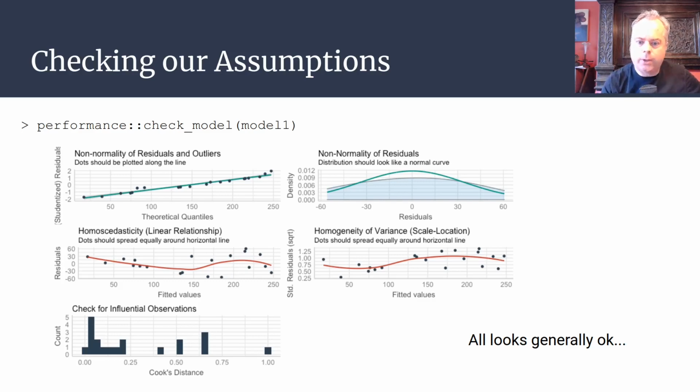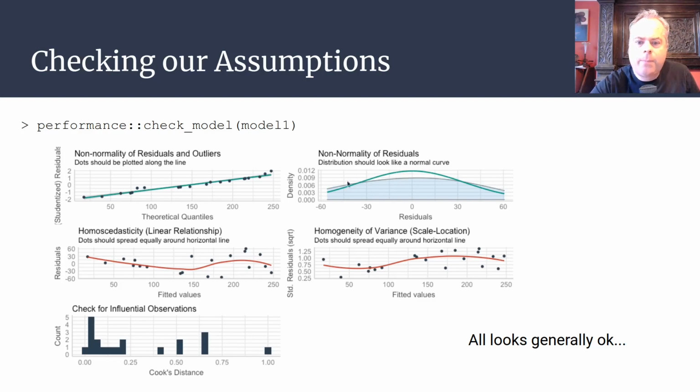And what that will do is give us a visualization of all of the different parametric assumptions that we need to make sure we've abided by. So we can run check model on our model 1. We get information here about the normality of our residuals and outliers, and it says quite handily dots should be plotted along the line. Looking at that, yeah, dots are plotted along the line pretty nicely.